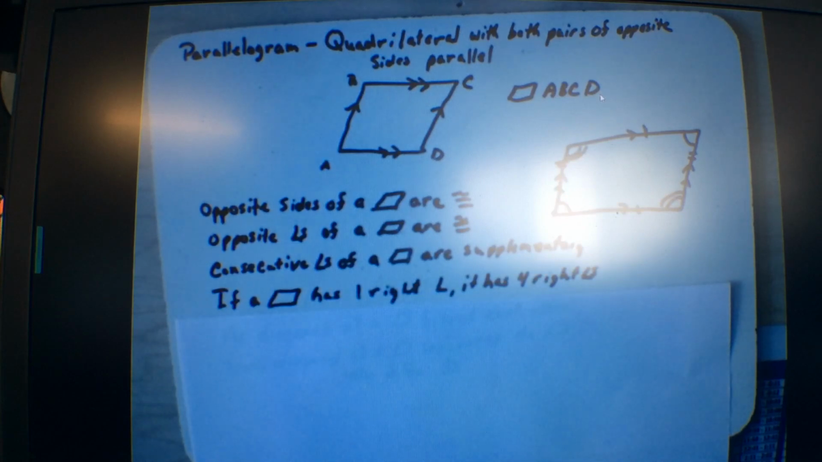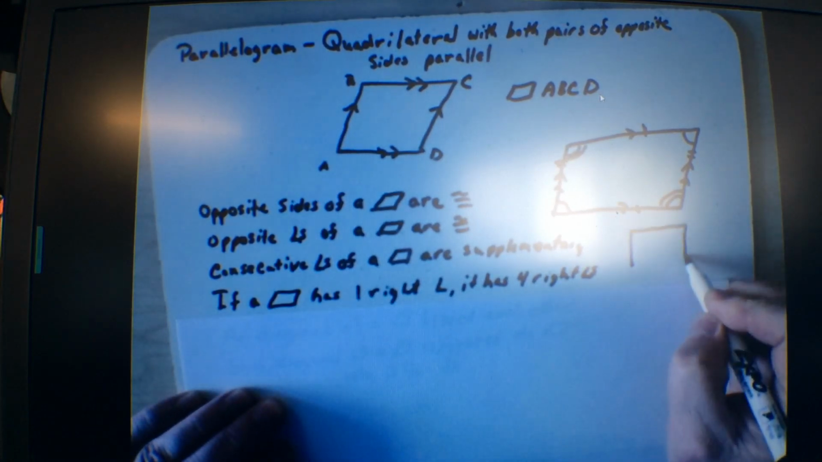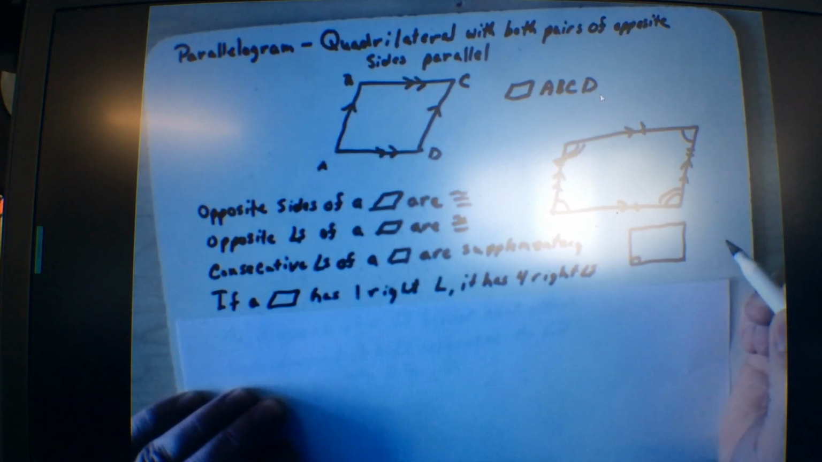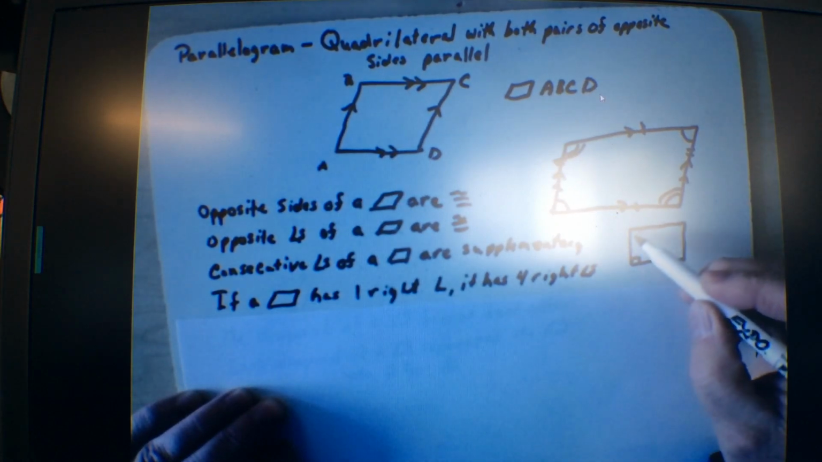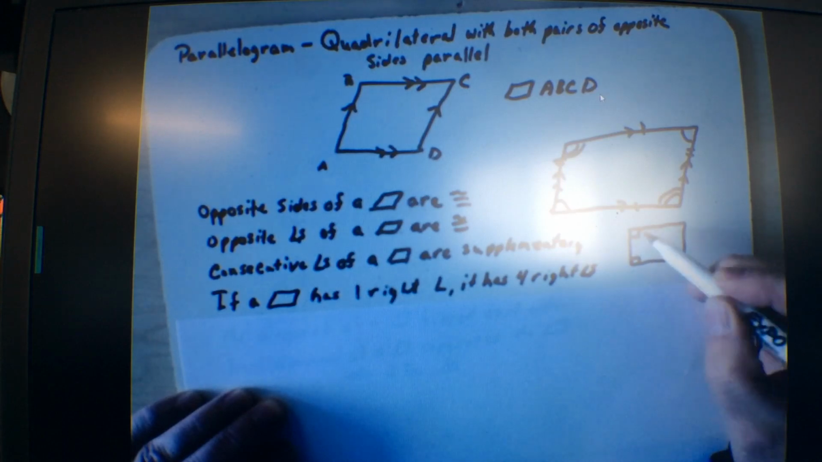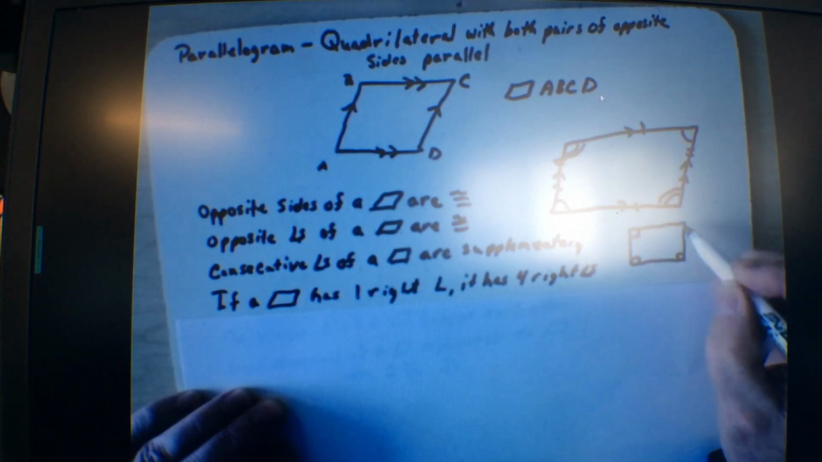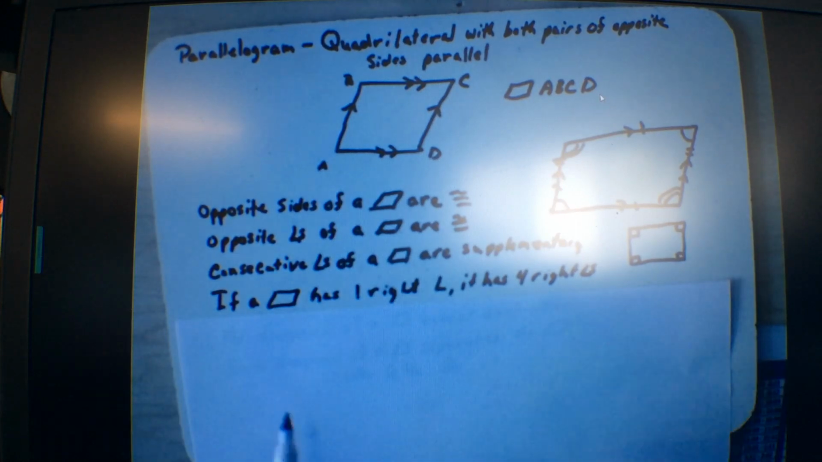All right, now it says if a parallelogram has one right angle, it has to have four right angles. So one right angle would look like this. Once it has one, since these two are consecutive, they're supplementary, so it has to be 90 also. The opposite of both of those then would be 90 because they're equal. So based on these theorems, this one happens. Okay? So if a parallelogram has one right angle, then it becomes a rectangle.